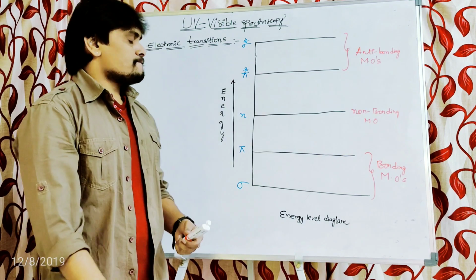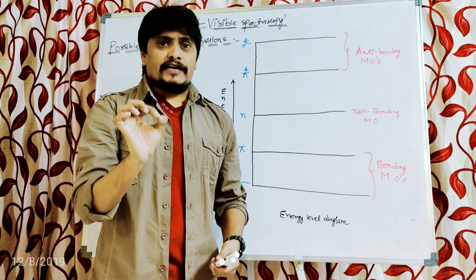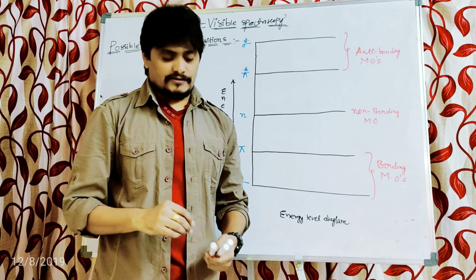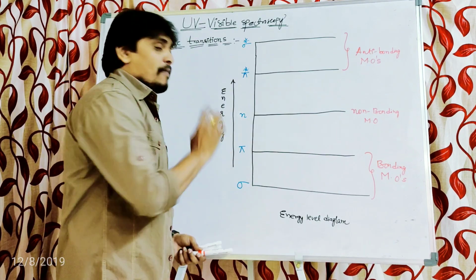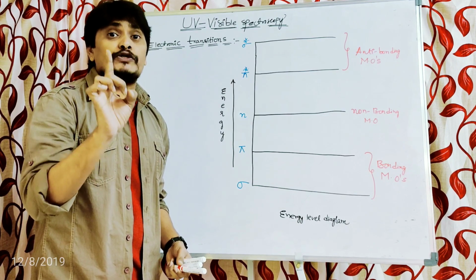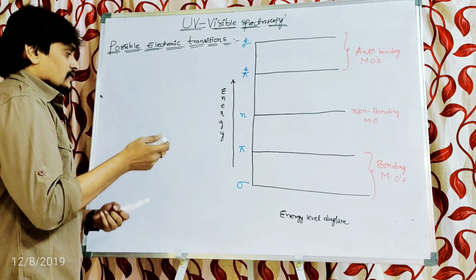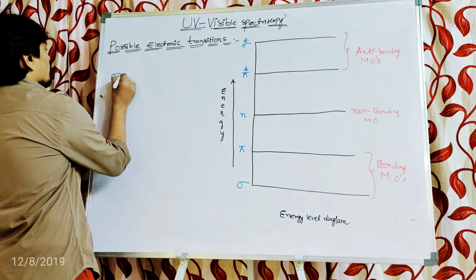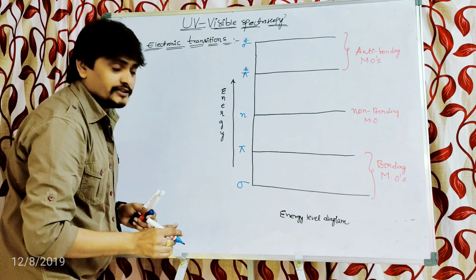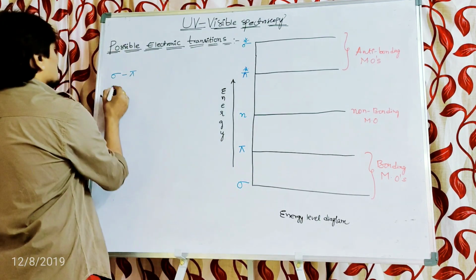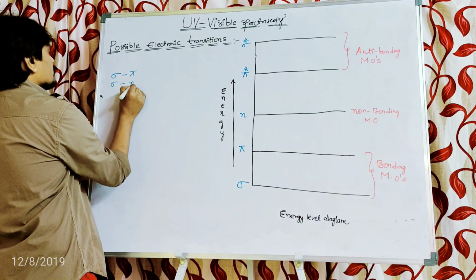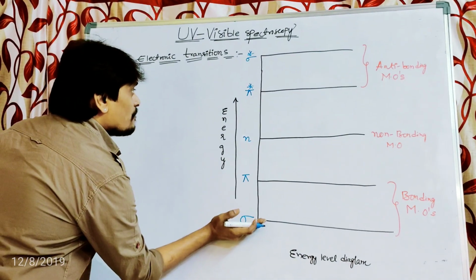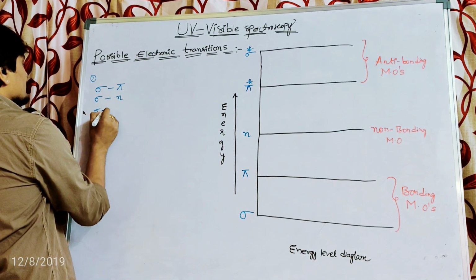Now, what are the expected electronic transitions, students? What are the expected electronic transitions? With respect to sigma, sigma to pi is one of the expected electronic transitions. Sigma to n, so this is another possible electronic transition with respect to sigma, students. Next, sigma to pi star. This is the expected one.